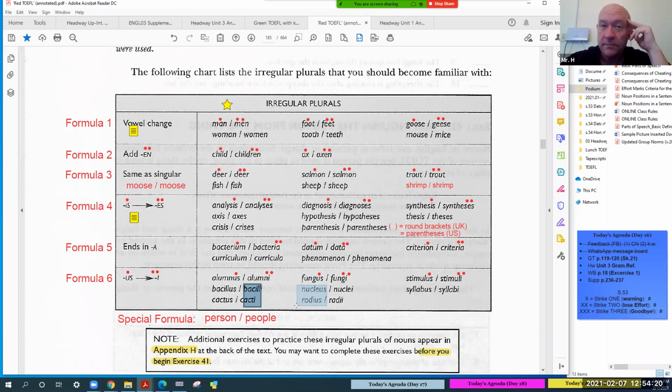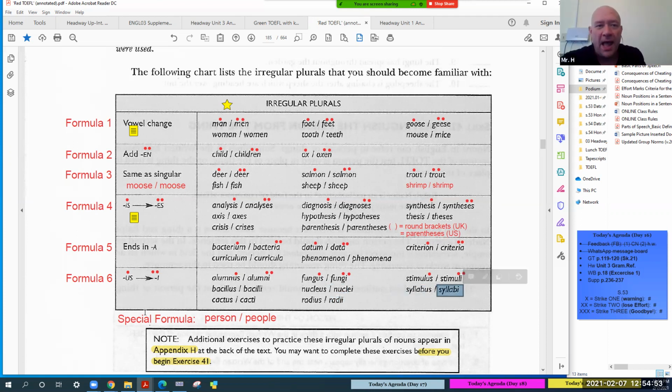So what's this one? Radius, radii. It's radii. Do you understand? Stimulus, stimuli. Good. And syllabus, syllabi.